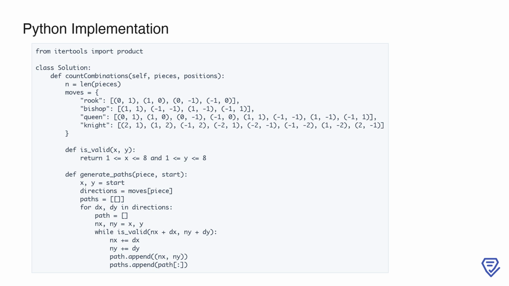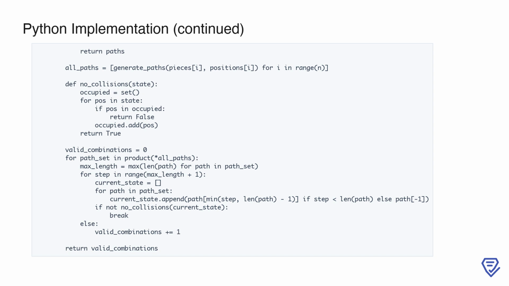After that, there's another helper function, generate_paths, which generates all possible paths for a piece starting from a given position. It iterates through the directions defined for the piece, moving step by step in each direction and collecting valid positions. These positions are stored as paths, which are then returned as a list. The generate_paths function returns a list of all valid paths for the given piece starting at its initial position. Using this, we generate a list called all_paths, where each element corresponds to the paths of a specific piece at its starting position.